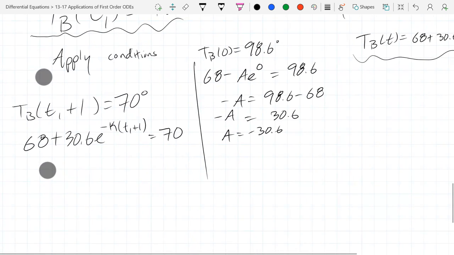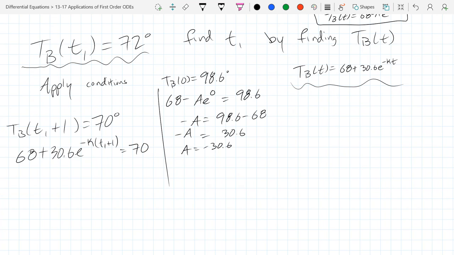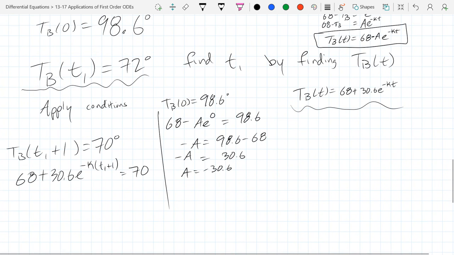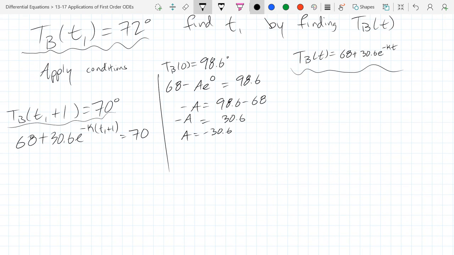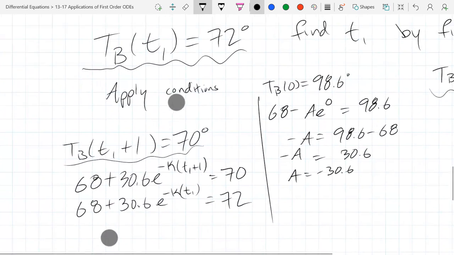So that's one of the two equations we're going to have, and the other one is written somewhere. So I'm going to translate. We just did that second condition right there. Now, the first condition I didn't actually write down the equation. The first one's underlined above. TB of t1 is 72, so that's 68 plus 30.6 e to the negative k t1 equals 72.